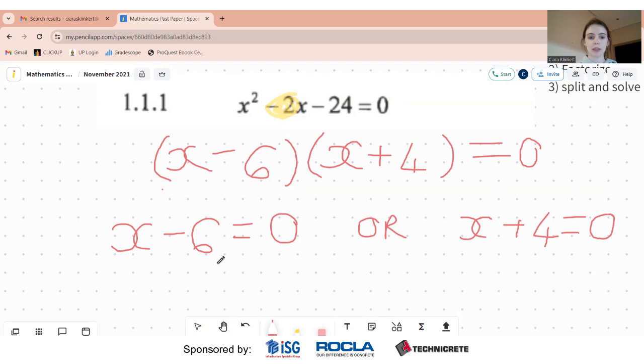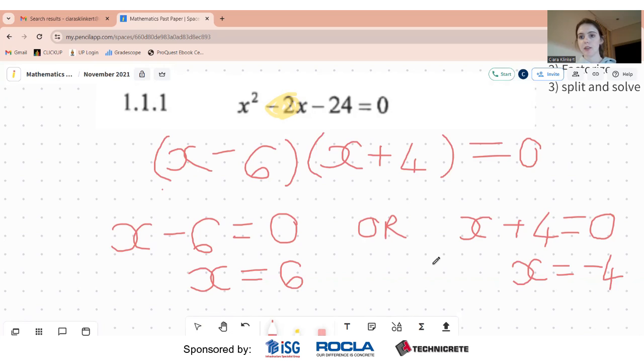And I'm going to do this by taking the negative 6 over here. When I take the negative 6 over the equal sign, it becomes positive 6. And over here, I take the positive 4 over and it becomes negative 4. And now I have 2 solutions for x.